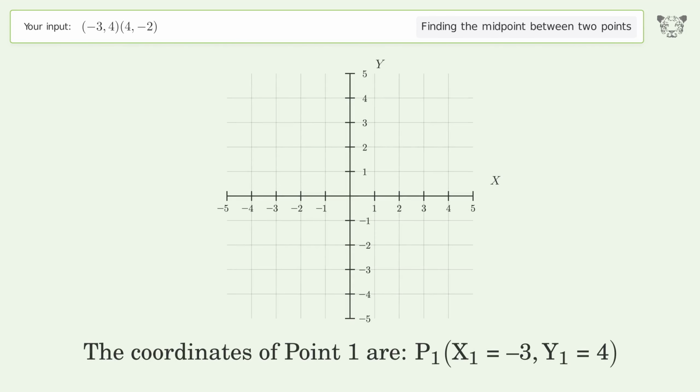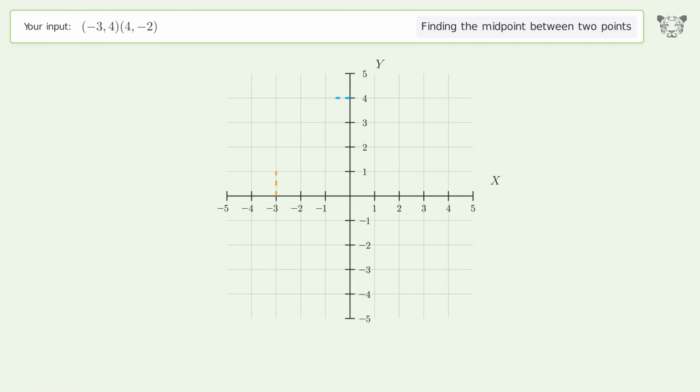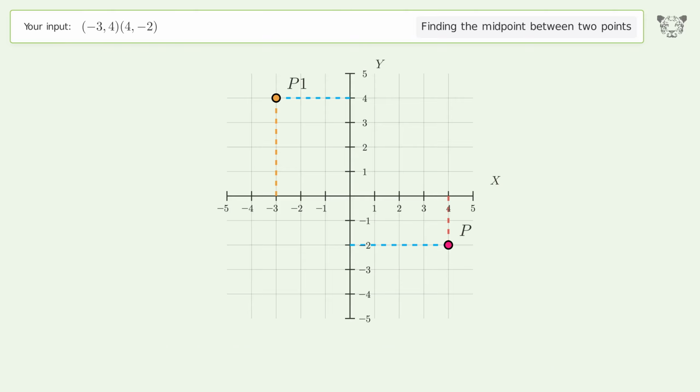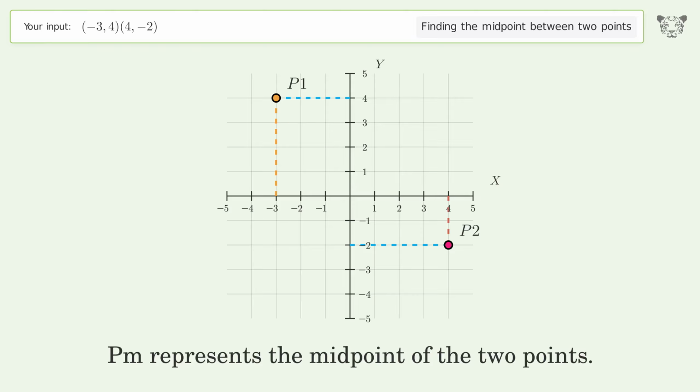The coordinates of point 1 are x1 equals -3, y1 equals 4. The coordinates of point 2 are x2 equals 4, y2 equals -2. PM represents the midpoint of the 2 points.